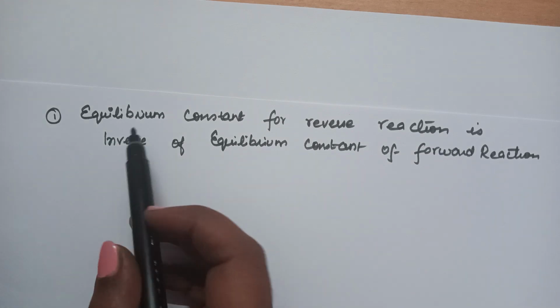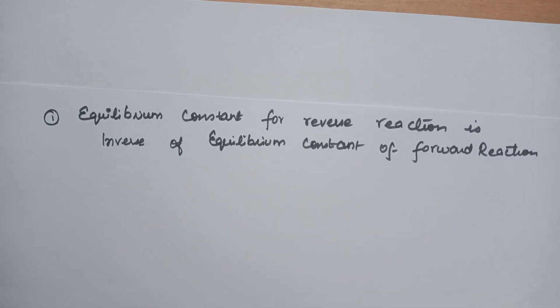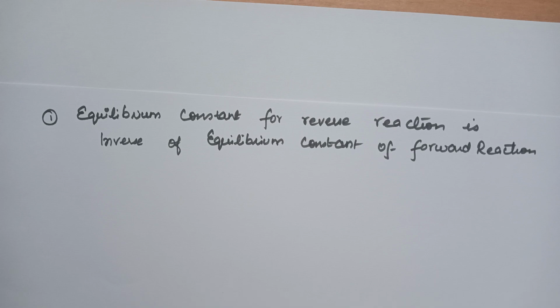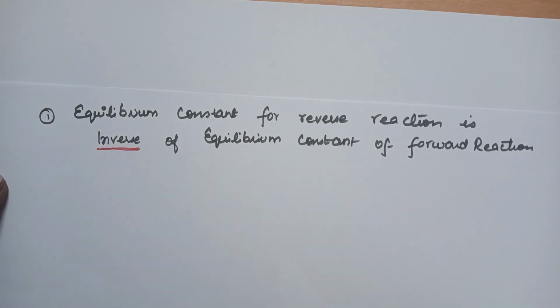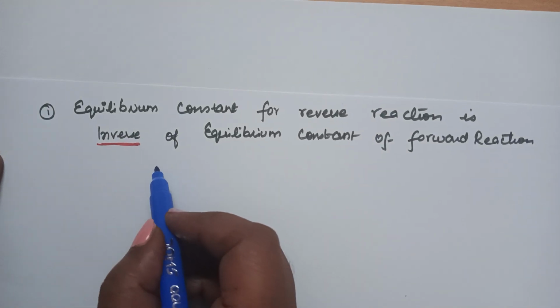So here, the equilibrium constant for a reverse reaction is the inverse of the equilibrium constant of the forward reaction. So this one is very important, it is inverse. So what is the meaning of this? So students, let us take one example.